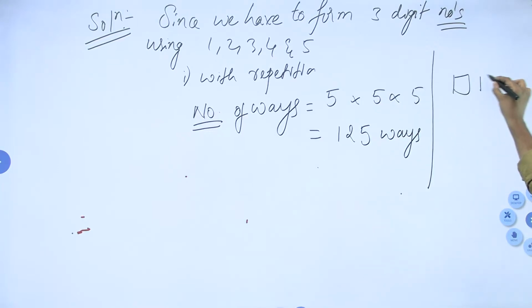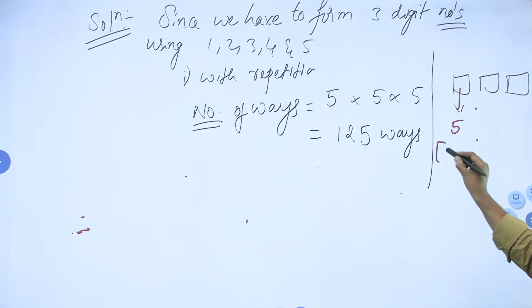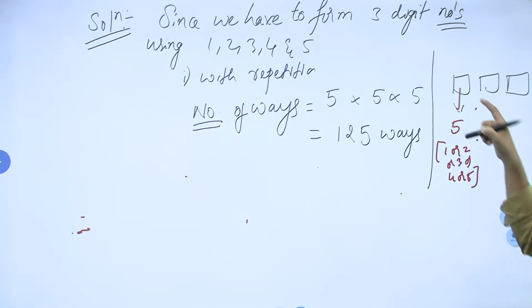I have to form a 3-digit number, right? In the first vacant place, in how many ways can you fill it? In 5 ways. That is, here either 1 or 2 or 3 or 4 or 5. In 5 ways you can fill the first vacant place.